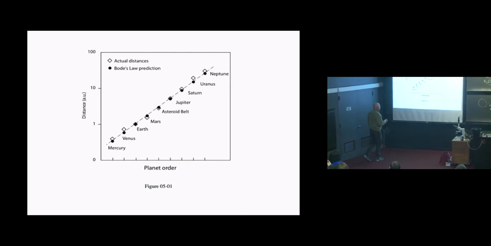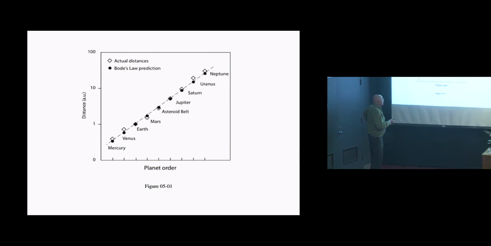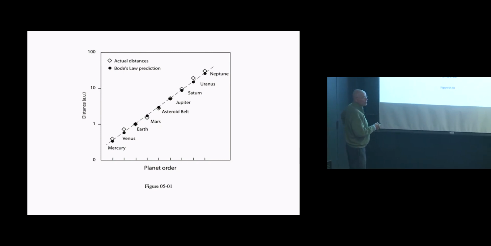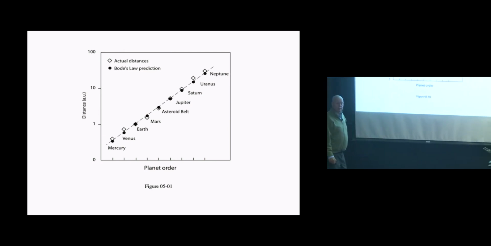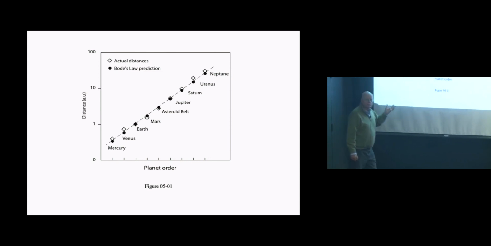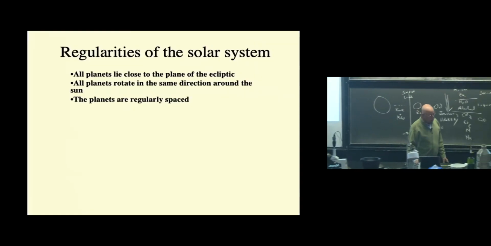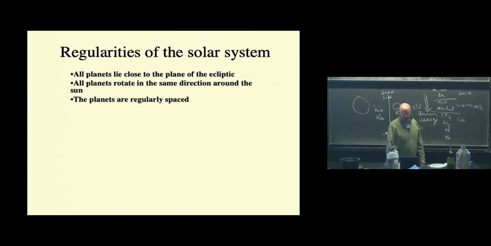That's called Bode's law. So Earth is 1, Mars is about 1.6, the asteroid belt is around 2.5, Jupiter is around 4, and so on. And you can see what it would be if it were perfect would be the dark dots, and the diamond shapes are the actual observations, and it's remarkably regular. Just remarkably regular. So we can add that to our list, that the planets are not evenly spaced, but regularly spaced.